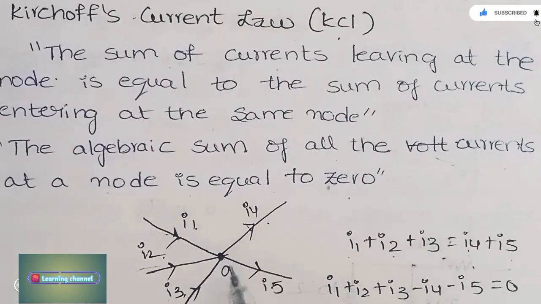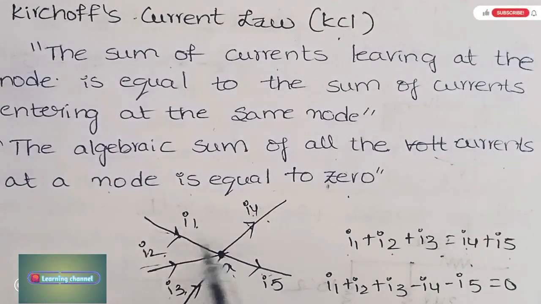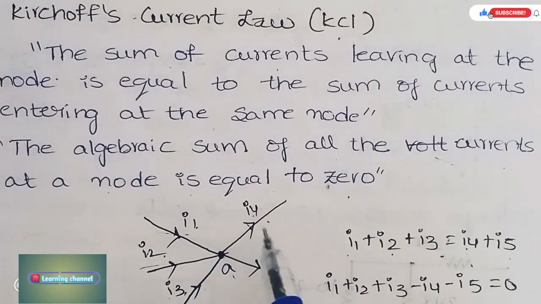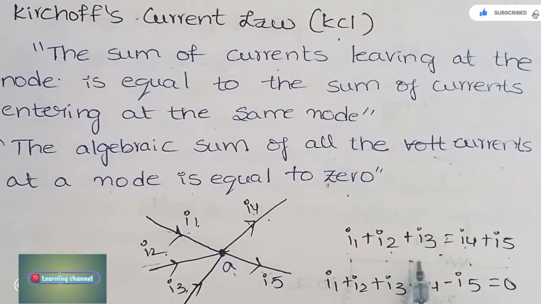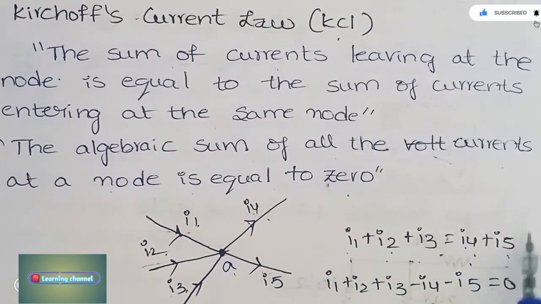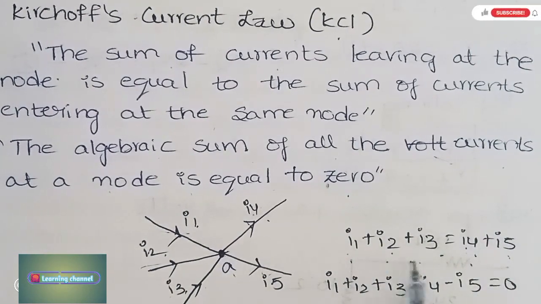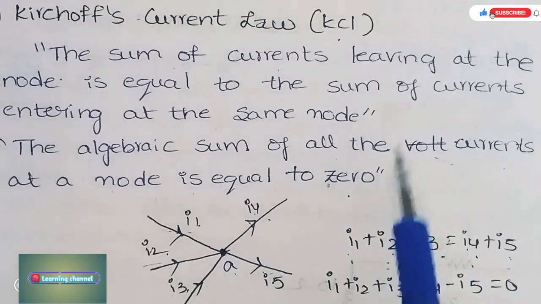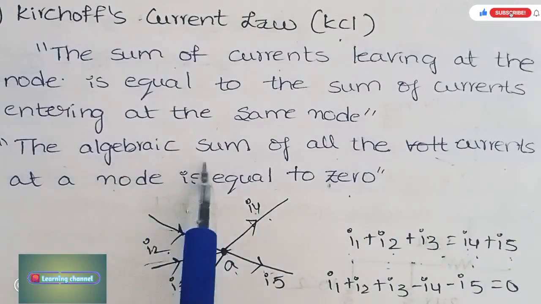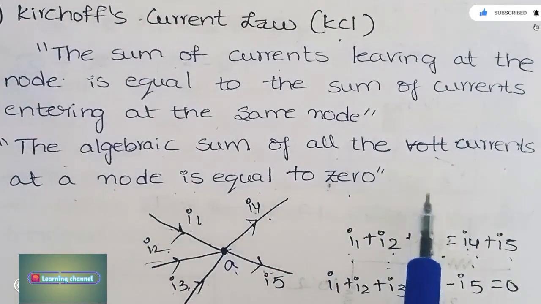So if you consider a node A, here the two currents I4 and I5 are leaving. Here I1, I2, I3 are entering. So these two current sums are equal. If you consider this, I1 plus I2 plus I3 is equal to I4 plus I5. So these two currents are leaving, these three currents are entering. So the sum is equal to 0. And we can also define it as the algebraic sum of all the currents at a node is equal to 0.